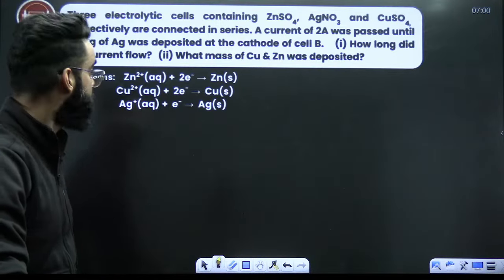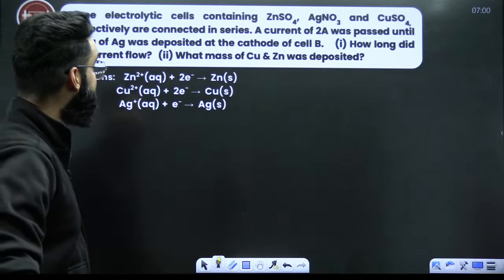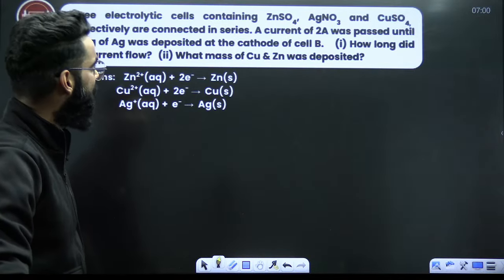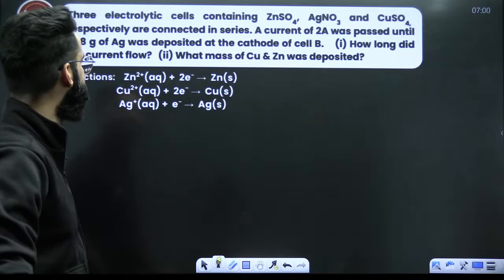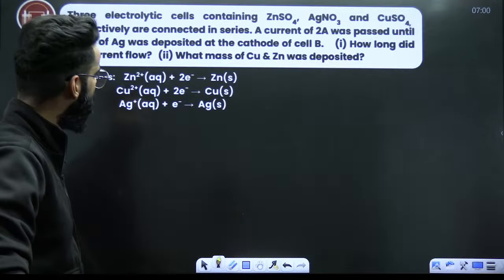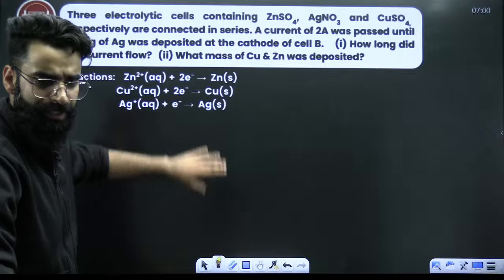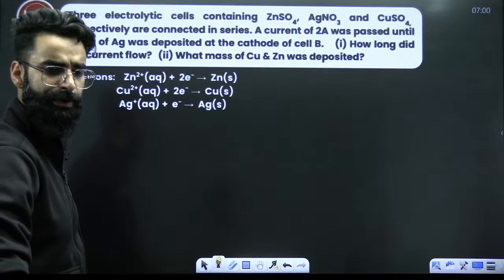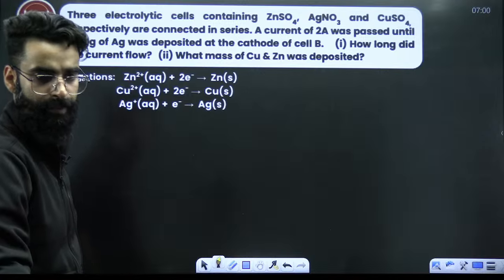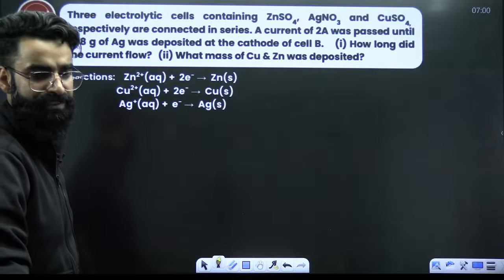Three electrolytic cells containing zinc sulfate, AgNO3 and copper sulfate respectively are connected in series. A current of 2 amperes was passed until 1.08 grams of silver was deposited at cathode of cell B. How long did the current flow? What mass of copper and zinc was deposited? Tell me, can you solve this question on your own? If you can, then I'll move on to the next topic.